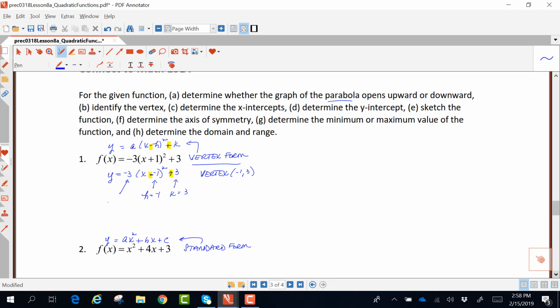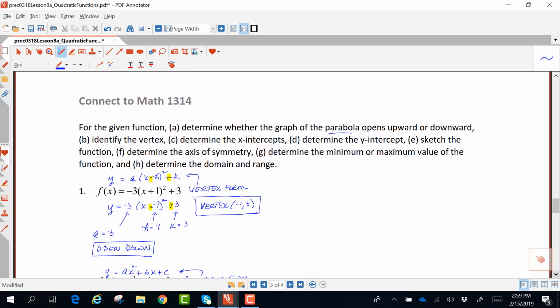The a in the front, the coefficient, will tell us if the parabola, or quadratic equation, its graph will open up or down. If this number is negative, which it is, it means our parabola will open down. These are the first questions asked, whether the parabola opens up or down and what the vertex is. The remaining questions are intercepts, sketching, symmetry, and max and min.